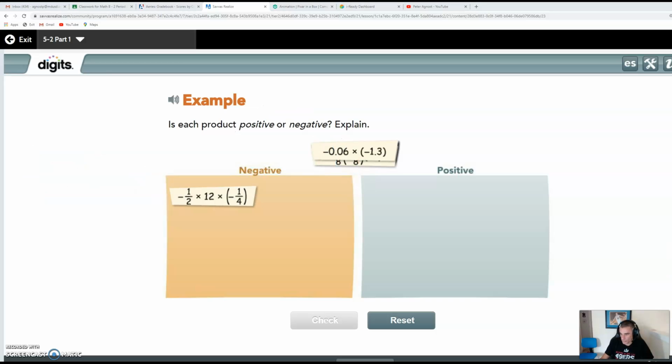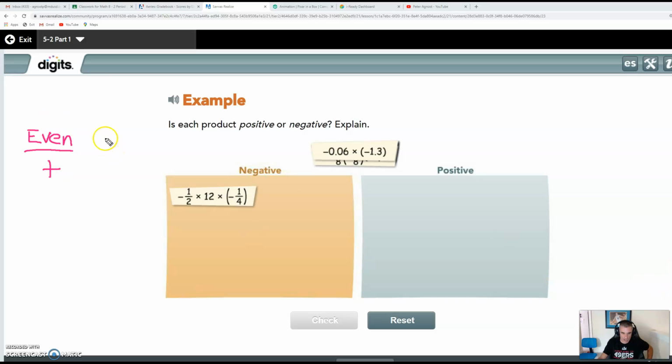So we can say that, hey, if I have an even number of negative signs, okay, again, it doesn't matter. I could have 12 negative signs, 100 negative signs. Those are all even numbers. If I have an even number of negatives, my answer is going to be positive.